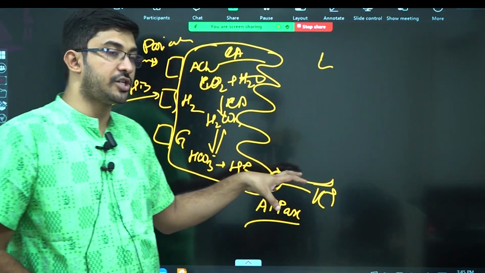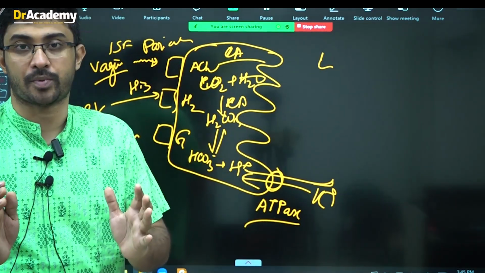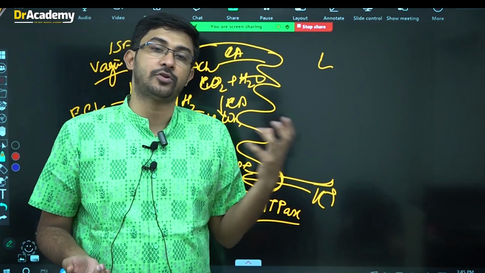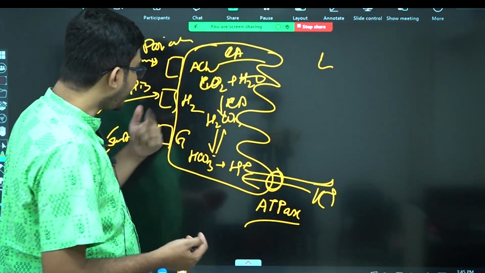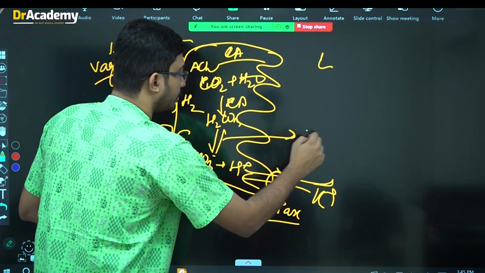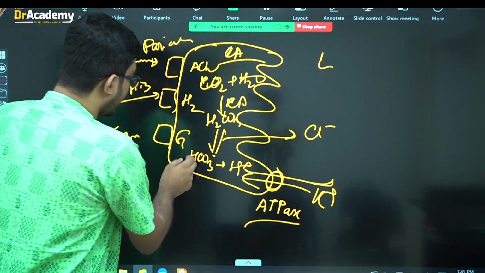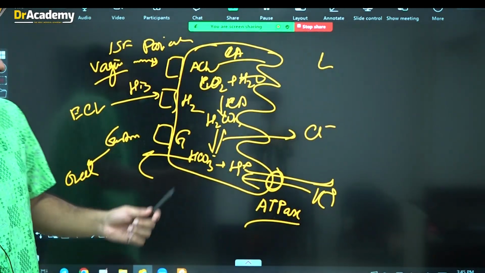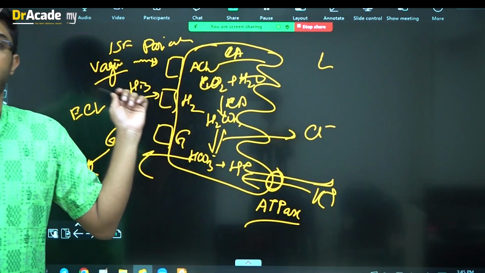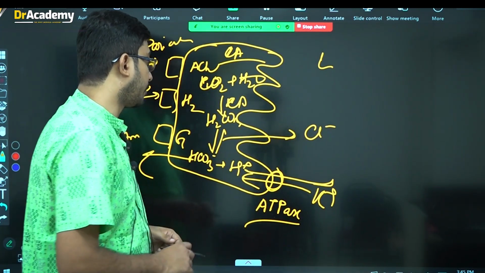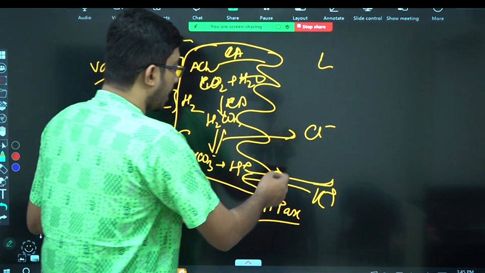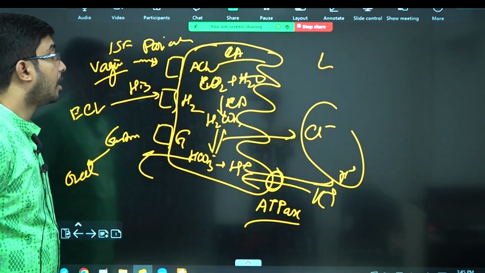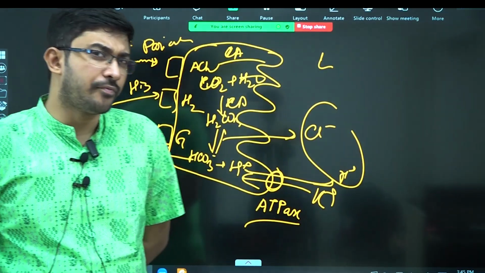So this hydrogen potassium ATPase is known as none other than the proton pump. There is a very popular large group of drugs known as PPI, proton pump inhibitors, that act here. Chloride then passes into the lumen in exchange of bicarbonate. Bicarbonate moves out into blood, and to maintain electrical neutrality, a large amount of chloride is passed into the lumen from the cell. So this hydrogen ion and chloride in turn combine to form hydrochloric acid. So this is the mechanism of secretion of hydrochloric acid in a nutshell.